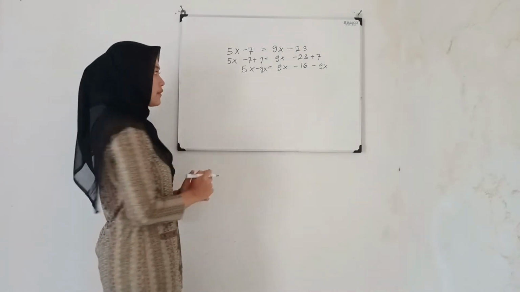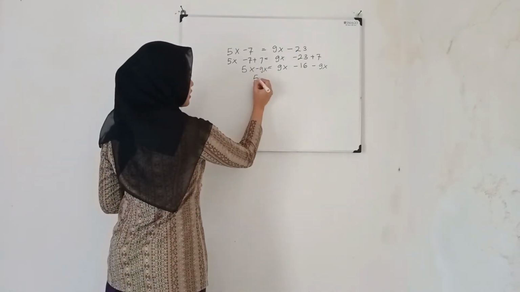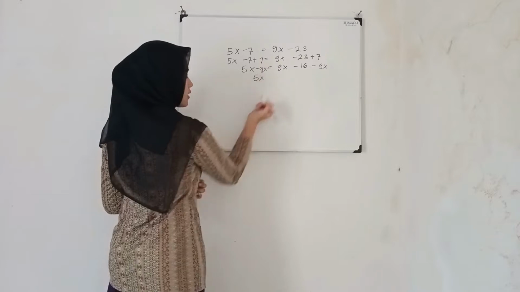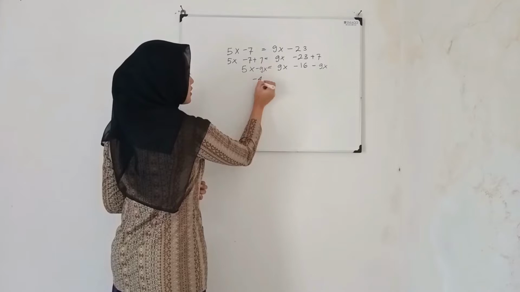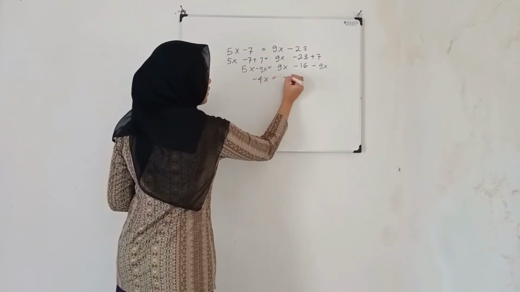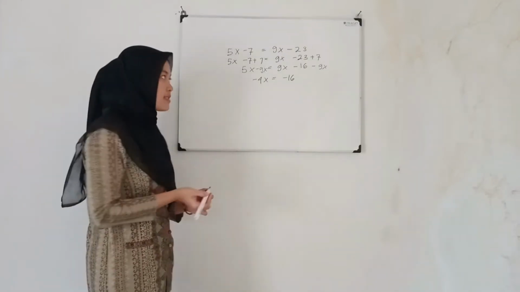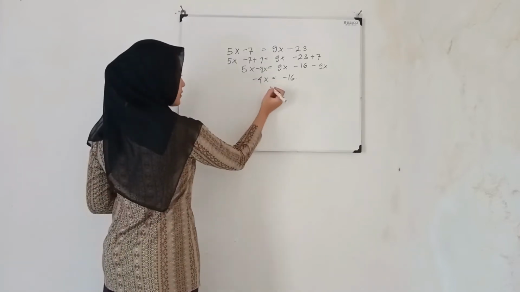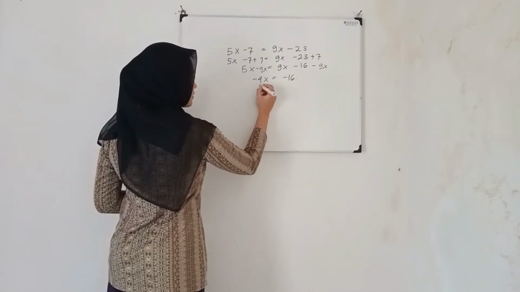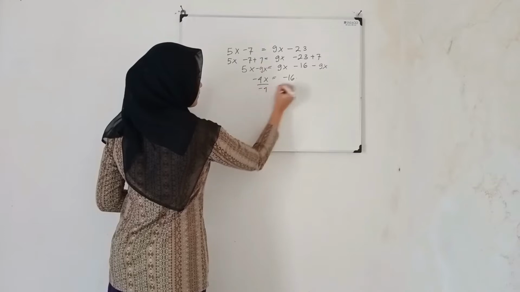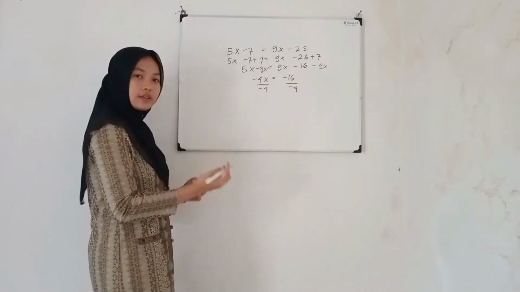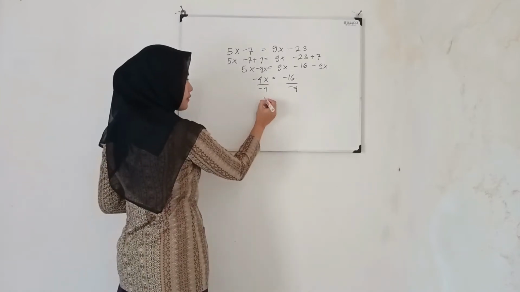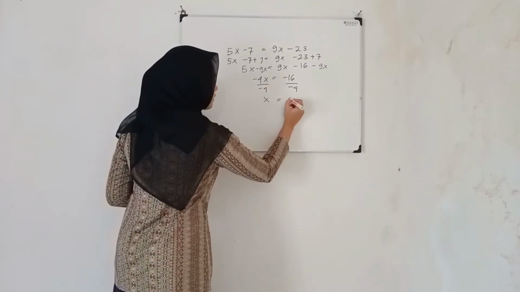Then the result is, sorry ma'am, the result is minus 4x equal to minus 16. Okay, very good. Yes, and then we have to divide both sides with minus 4. Okay. So the result is, then we get x is equal to 4. Okay, very good student.